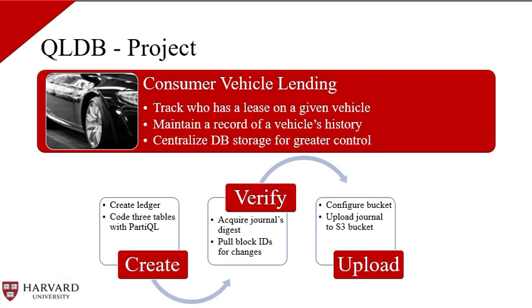So, with a brief understanding of blockchain and QLDB, here's an overview of a project that I will show you how to do in part 2. In some banks, they will have a lending arm for leased vehicles. This means that banks need to know who has the vehicle and when it changes hands for potentially a new lease. We need to centralize this for 2 reasons: 1, consumer privacy, and 2, to assign a specific department to manage that data.